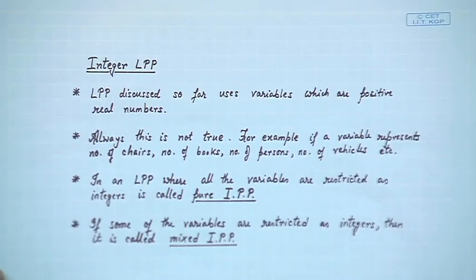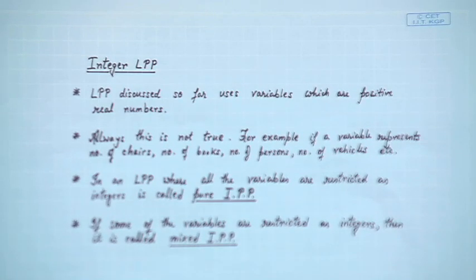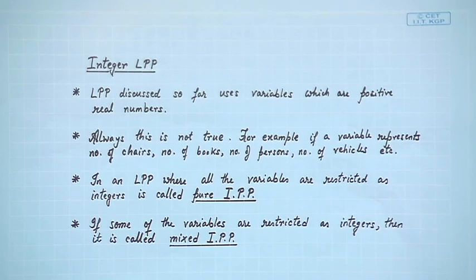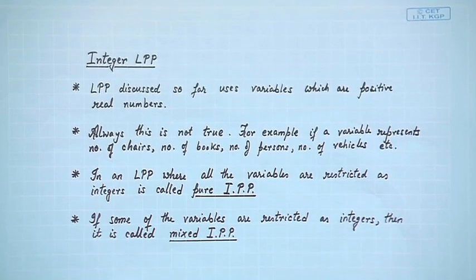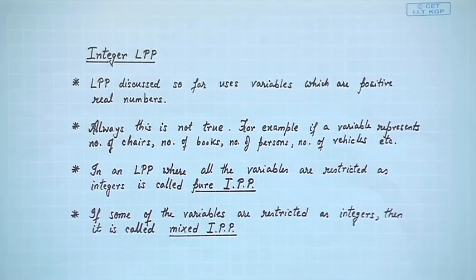So, let us see this in integer LPP. The linear programming problems we have discussed so far use variables which are positive real numbers. But this may not always be true, as I was mentioning. If a variable represents the number of chairs, number of books, number of persons, or number of vehicles to be found, then it will be an integer, not a real number.